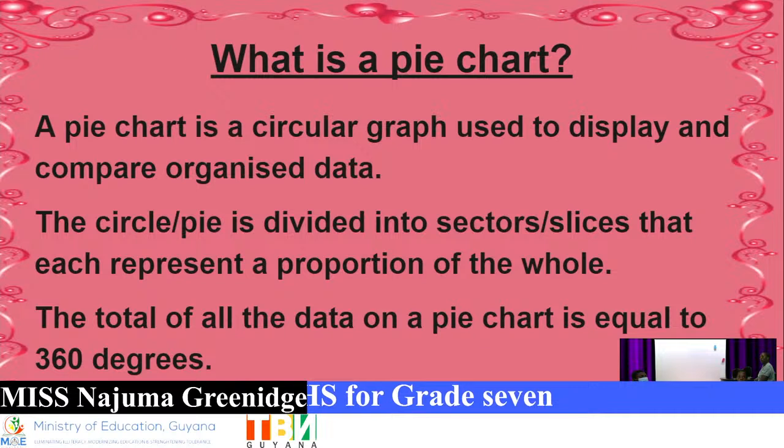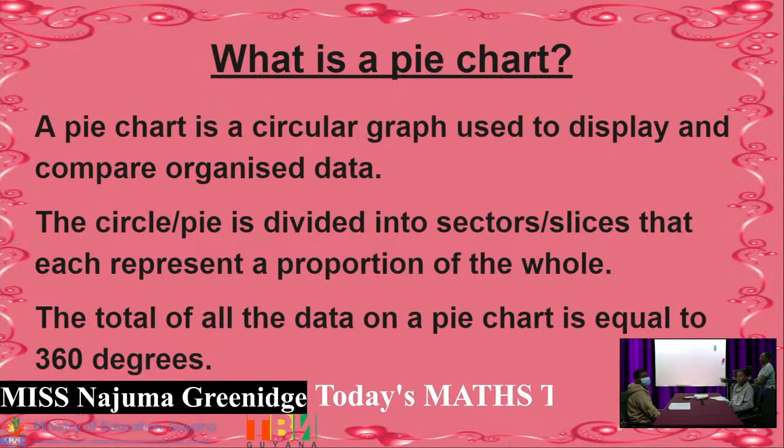A pie chart is a circular graph used to display and compare organized data. The circle/pie is divided into sectors, slices that each represent a proportion of the whole. The total of all the data on a pie chart is equal to 360 degrees. Okay, thank you. So the word proportion, what do you understand by that, Shamar? Parts of something that makes up the whole.